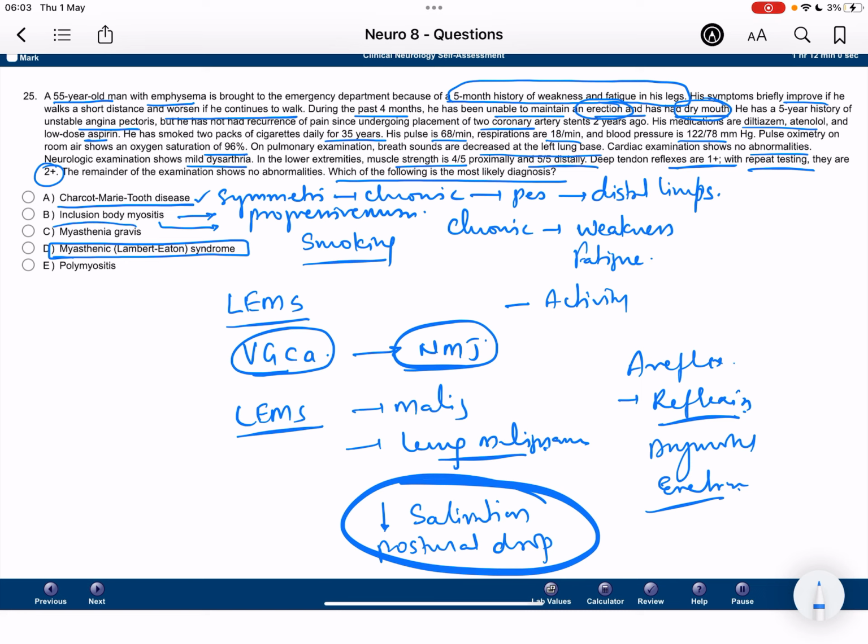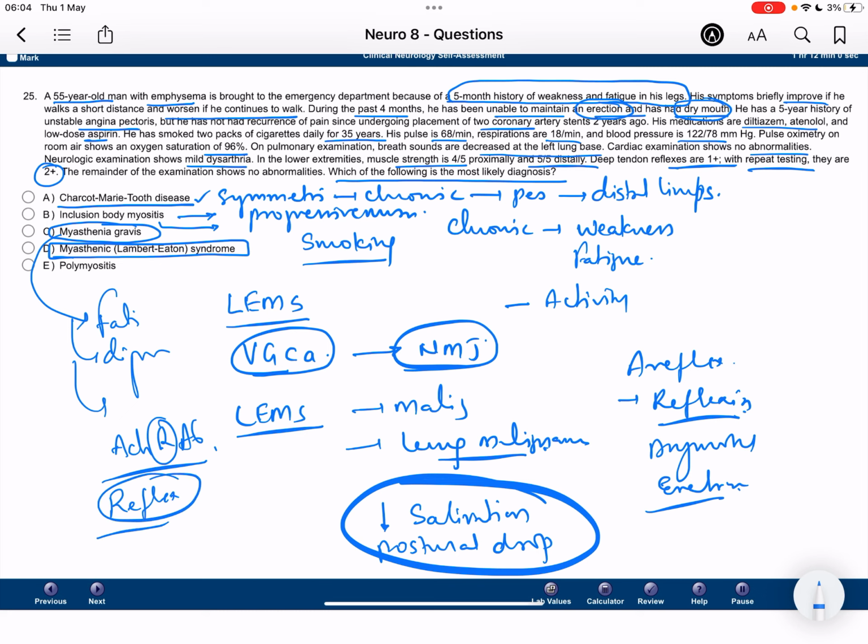Next, we talk about myasthenia gravis. In myasthenia gravis, there will usually be mention of fatigability, diplopia, and slurring of speech. Remember, myasthenia is basically because of the formation of acetylcholine receptor antibodies, and there will be characteristic symptoms as well. The reflexes are normal in myasthenia gravis, but the reflexes are reduced here. Tendon reflexes are 1+.